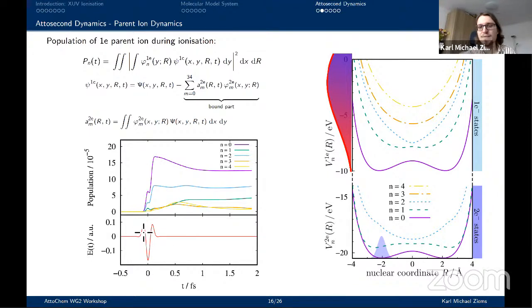And what we see here is very similar to what we've seen in atoms. First of all, excited states are populated, meaning we are not just left in the lowest ground state of the parent ion. And you can see that we have these 2 time scales seen in atoms as well. So we have an instantaneous population of excited states, but we also have pronounced dynamics when the XUV pulse has already vanished.